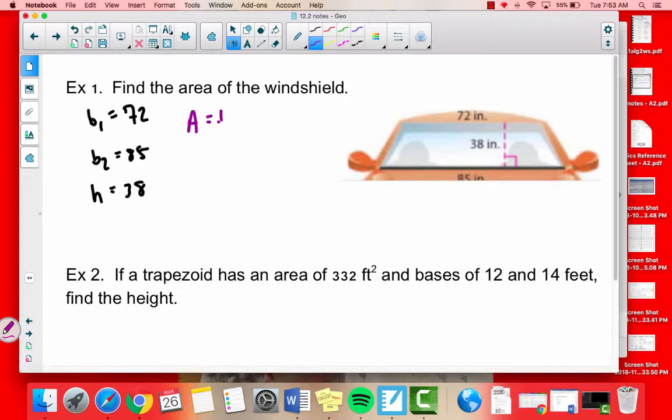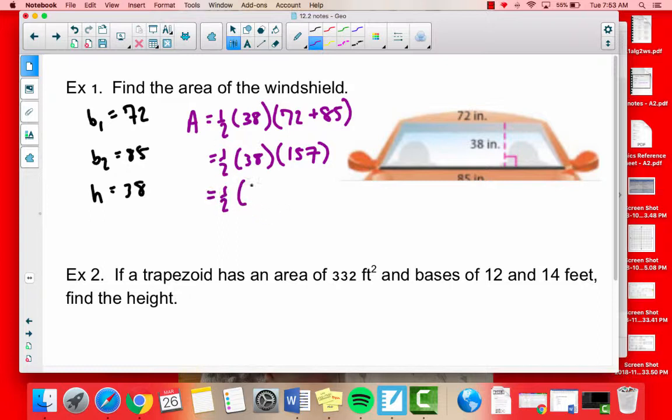So we'd have 1/2 times the height, and then we add the two bases. So 72 plus 85. And then you could just go from there, simplifying. So I'm going to do 72 plus 85 first. That's going to get us 1/2 times 38 times 157. Then I'm going to go ahead and multiply 157 times 38. So that's going to get us 1/2 times 5966. And then divide that by 2, and we get that the area is equal to 2,983, and this is going to be in inches squared.